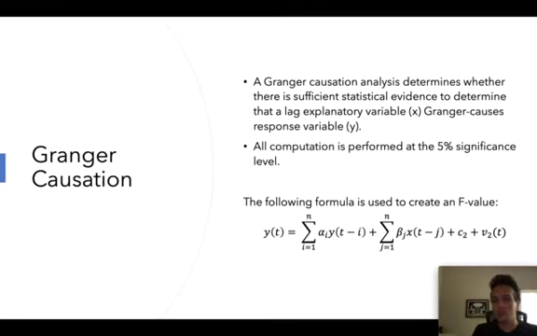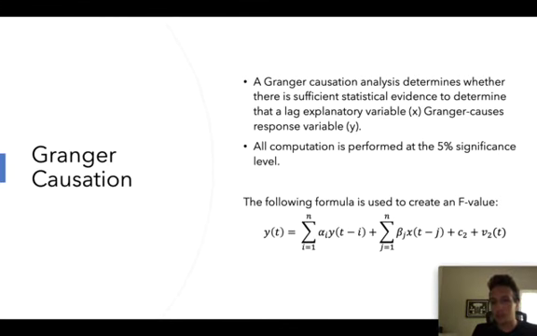All computation is performed at the 5% significance level. The following formula is used to create an F value of the lag explanatory variable X on the response variable Y. Y of t is equal to basically two terms here, the first of which is an autoregression of previous or lag data on future data of the same variable. So in essence, our model here is going to be asking whether current values of the federal funds rate have any effect on future values of the federal funds rate.